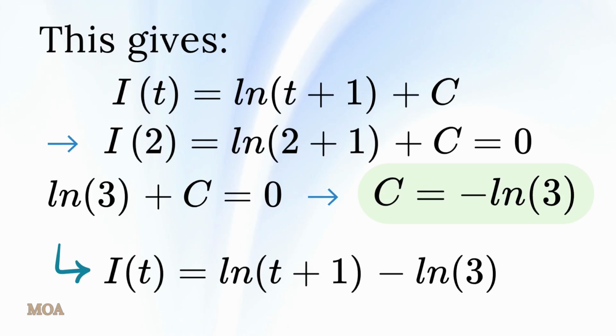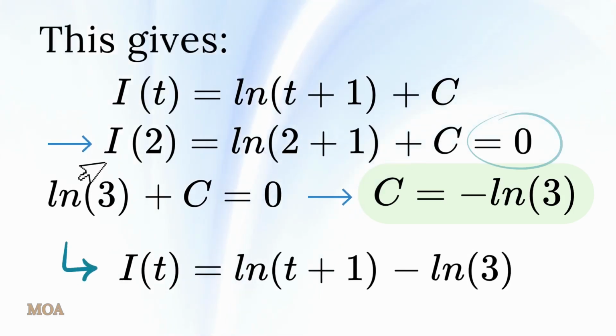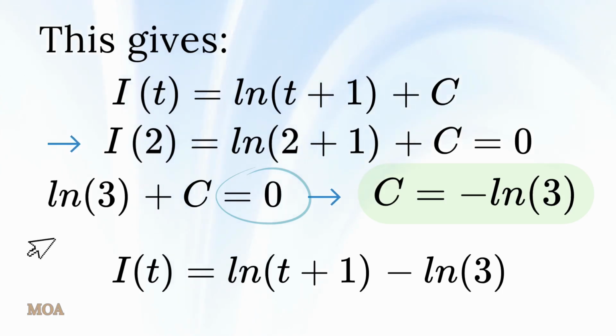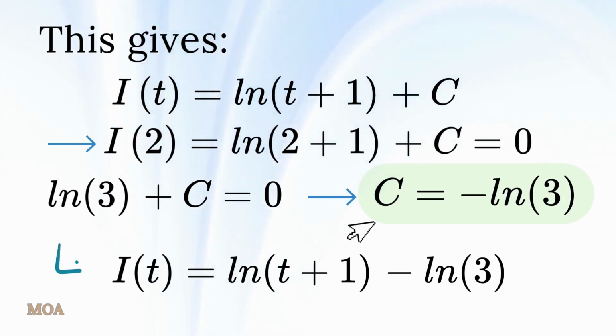To find the constant c, we substitute t equals 2 into our general solution. I of t equals the natural logarithm of the quantity t plus 1 plus c. This gives I of 2 equals the natural logarithm of 3 plus c. Setting this equal to 0, we obtain the natural logarithm of 3 plus c equals 0. Solving for c yields c equals negative natural logarithm of 3.